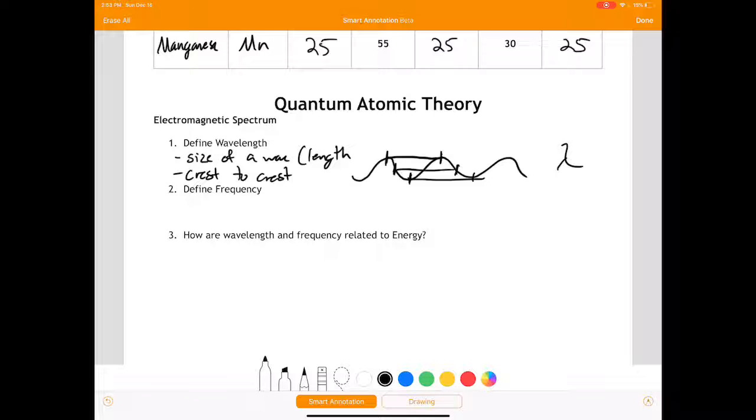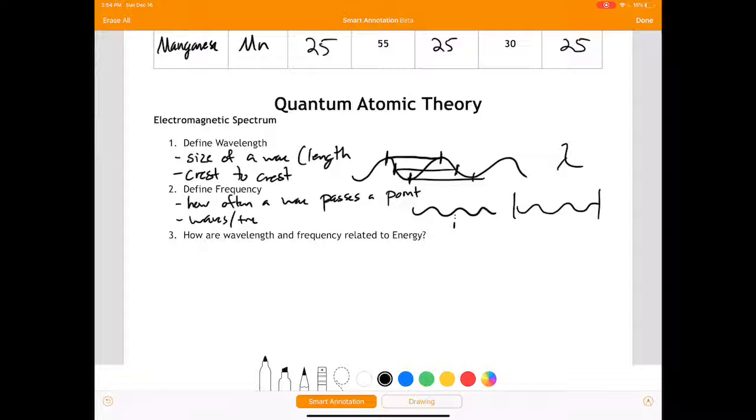Frequency. Frequency is how often a wave passes a certain point. Okay, so it's waves per unit time. So your frequency, if you set up like a little detector and you had waves going by it, you'd be measuring how many waves pass every second or minute or whatever. You can also think of it like if I said I'm going to measure 3 inches on this piece of paper, how many waves do I have within that 3 inches? The more waves I have, the higher the frequency is.